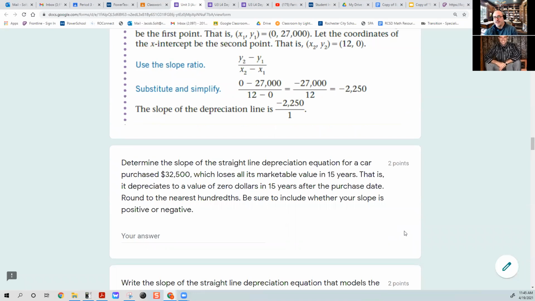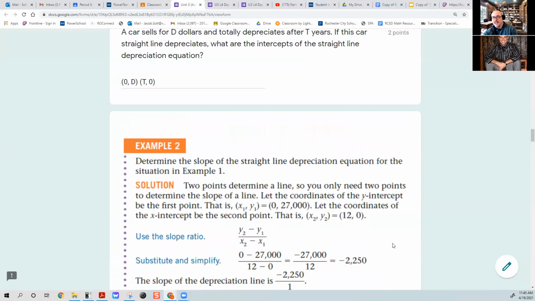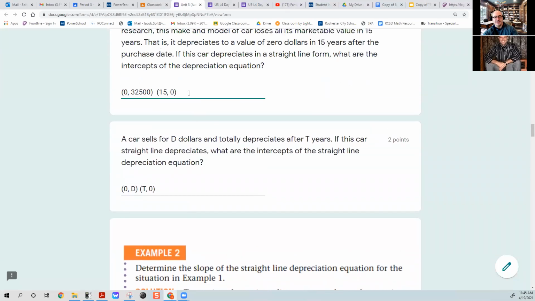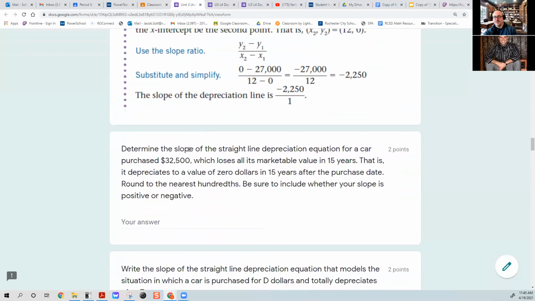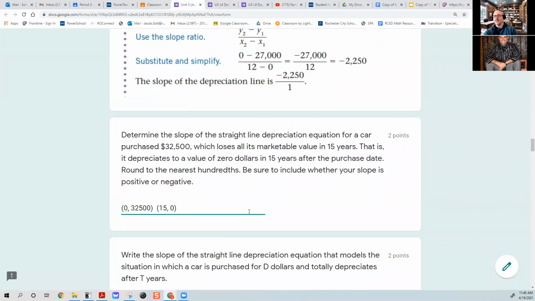So you're trying to think. Maybe you want to go back and copy and paste your coordinate points. Maybe that helps you visualize this one. All right. Those are our coordinate points that we already determined.